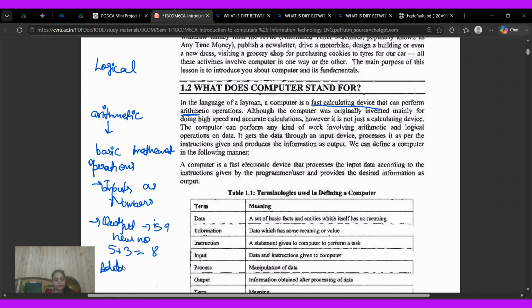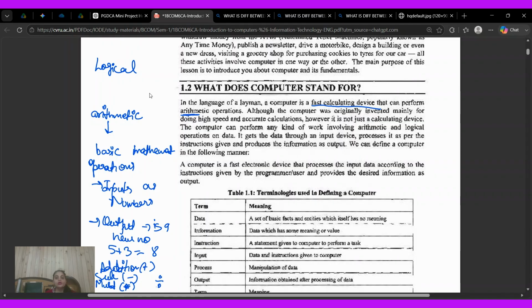Examples are addition, subtraction, multiplication, division. So these are examples of arithmetic operations. They are used to update scores, calculate totals, and modify numerical data.